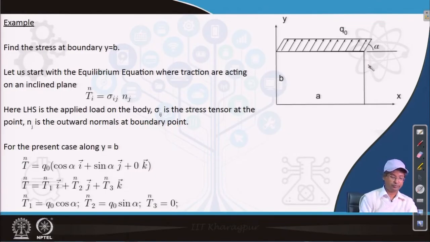What are the normals here? For the present case, along y equals b, it is at an angle alpha, Q0 alpha. The two components will be there, i and j, x and y direction. Definitely the third direction is 0, there is no such component. Q0 cos alpha i and Q0 sin alpha j are the two components, and accordingly T1, T2 we will get: T1 is Q0 cos alpha, T2 is Q0 sin alpha. Keeping this in mind, as we have seen in previous classes, we can easily go further and find out the components.